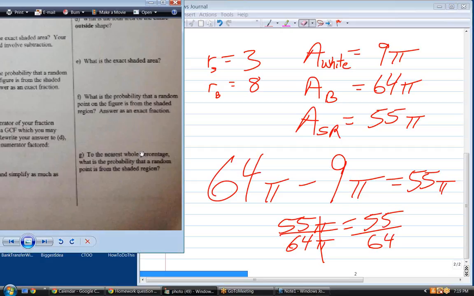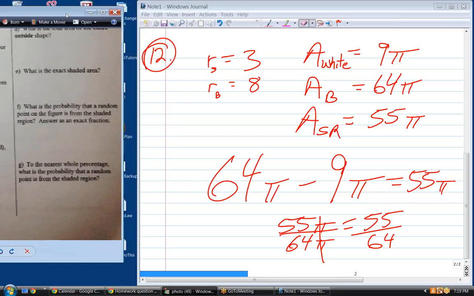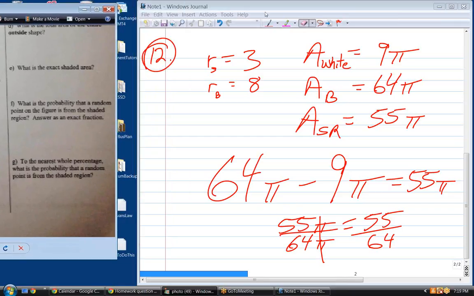And then, to the nearest whole percentage, what is the probability that a random point is from the shaded region? This time she wants the answer not as a fraction, but as a percentage, which we're going to get by starting with a decimal. So first of all, what do we have? We have 55 divided by 64, and that's going to be 0.859.